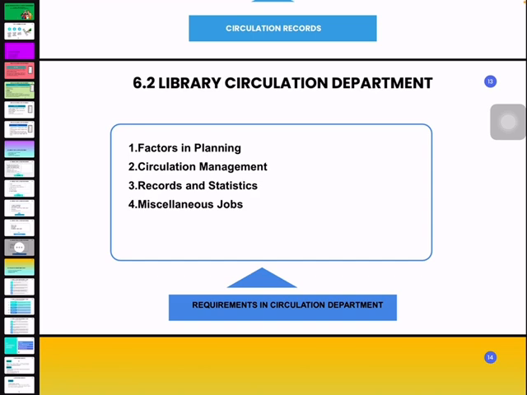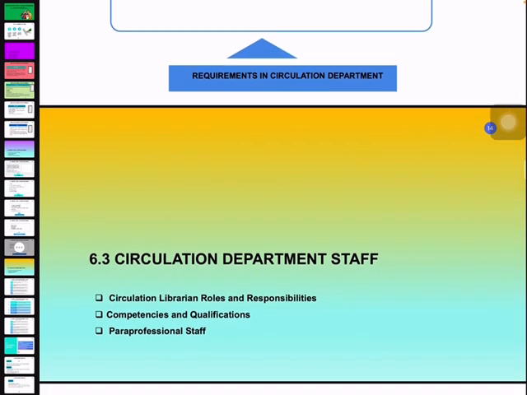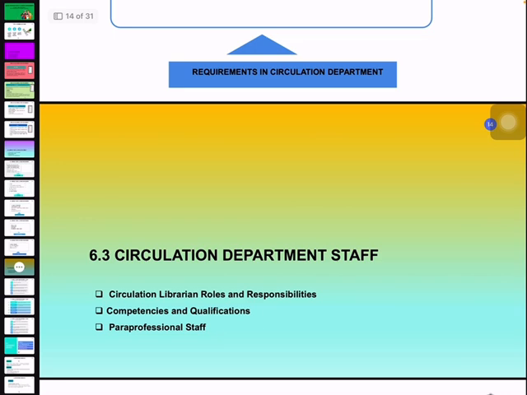Okay, requirements in circulation department. We have factors in planning, circulation management, records and statistics, as well as miscellaneous jobs in the library circulation department. Now we move to the staff. We will cover the circulation librarian roles and responsibilities, competencies and qualifications, as well as paraprofessional staff.